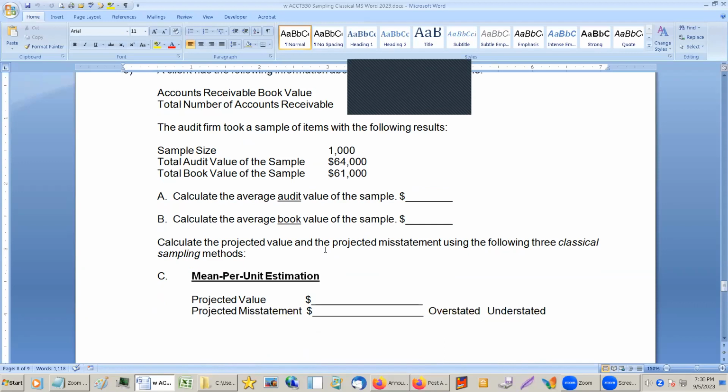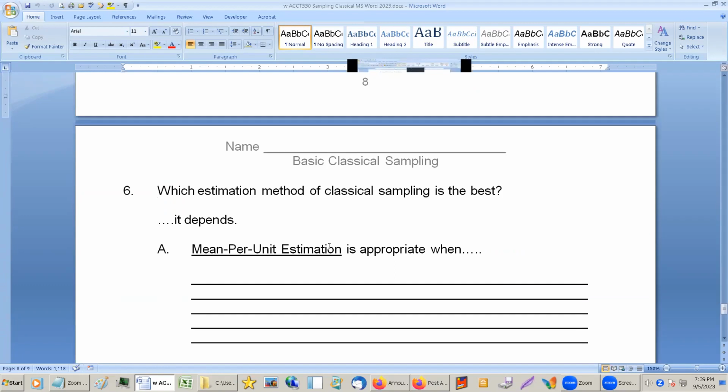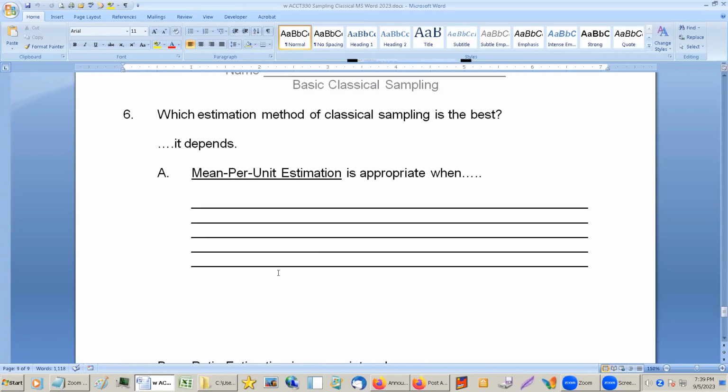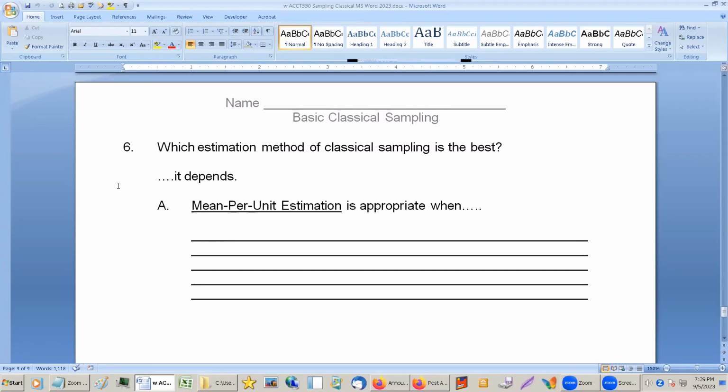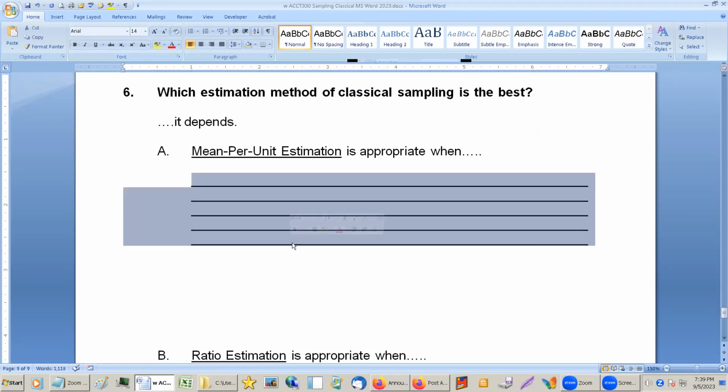Okay, so I'll let you guys work on it. If you have any questions, you can ask next week. But what I want to do is go over this, and we've already talked about it a little bit: which method is the best method used for sampling? And it depends.